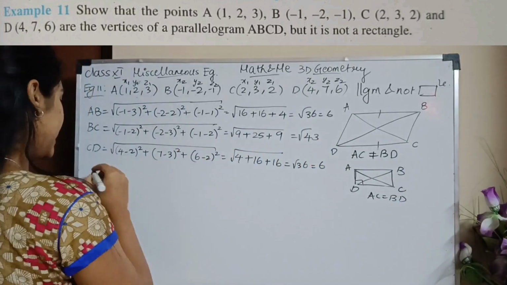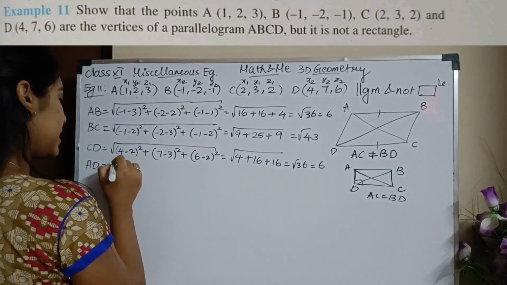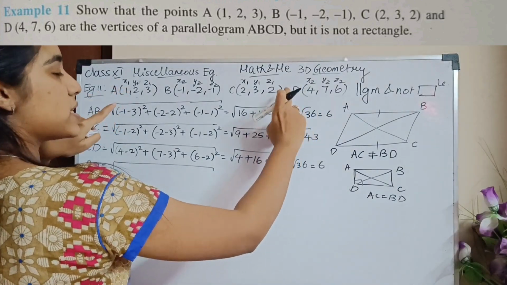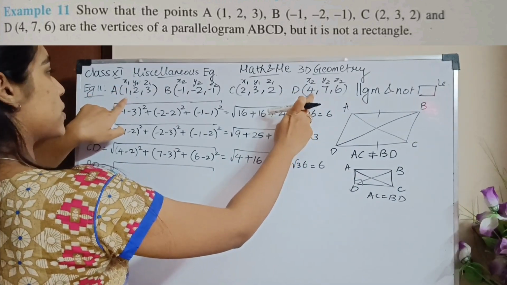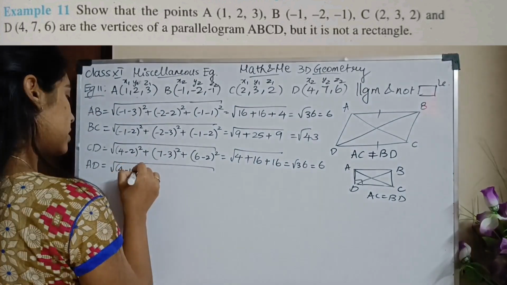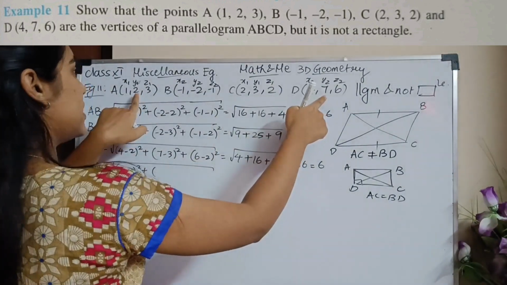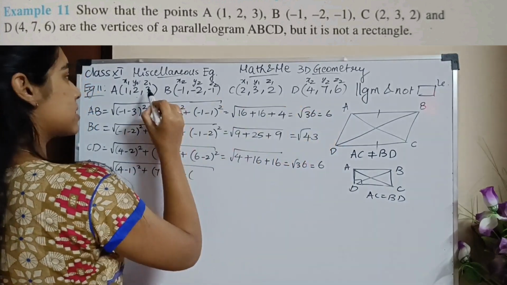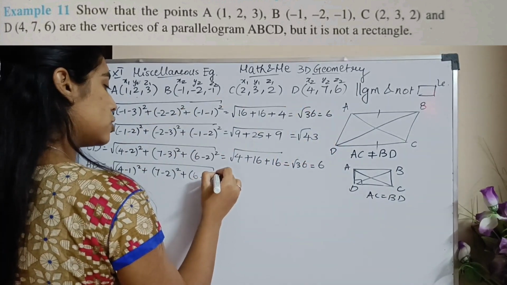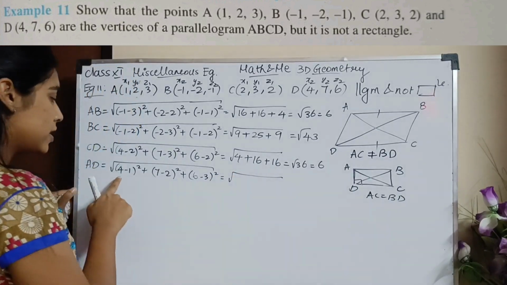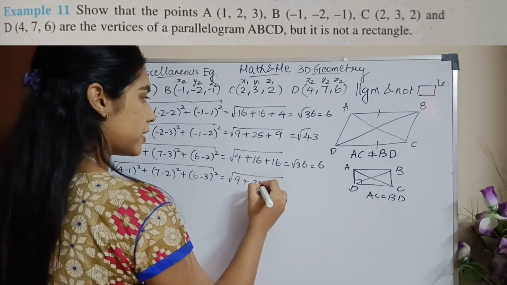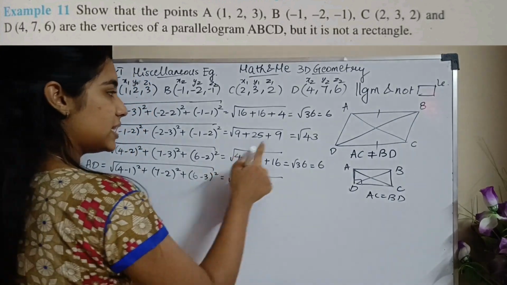Next, CD and AD. So what is AD? Square root of, now you have to look for these two coordinates. So already the x1, y1 and z1 are marked. So x2 minus x1, 4 minus 1 the whole square, y coordinates 7 minus 2 the whole square, plus z, 6 minus 3 the whole square. So this will be square root of 4 minus 1, 3, 3 square 9, 7 minus 2, 5, 5 square 25, plus 6 minus 3, 3, 3 square is 9.